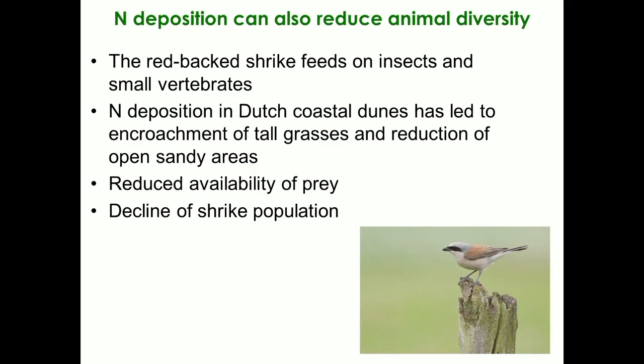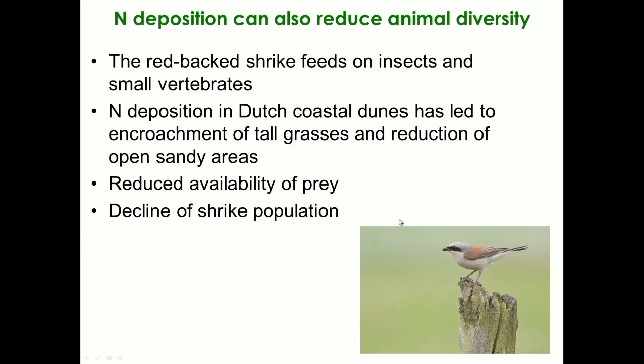And all this has a knock-on effect to a whole range of other animals in these habitats, as we would expect. So these impacts on plant composition, on the nutrient composition of plants, all has knock-on effects with insects and other invertebrates that are dependent on particular plant types for their nutrition and also as a habitat. So this is an example with this bird, this red-backed shrike. It's an insectivorous bird. It feeds on insects and small vertebrates.